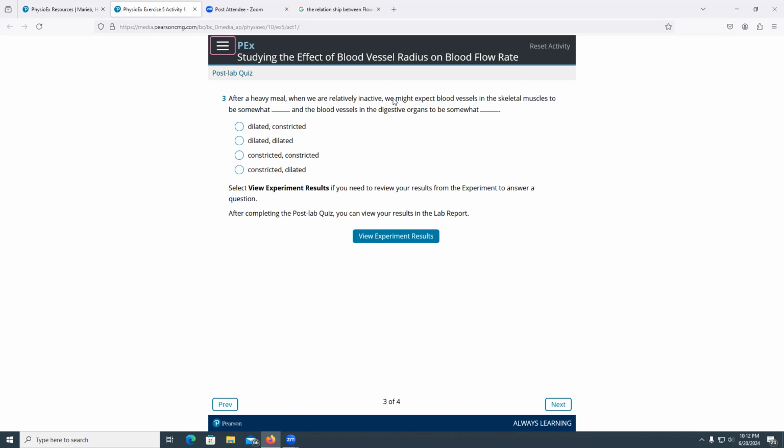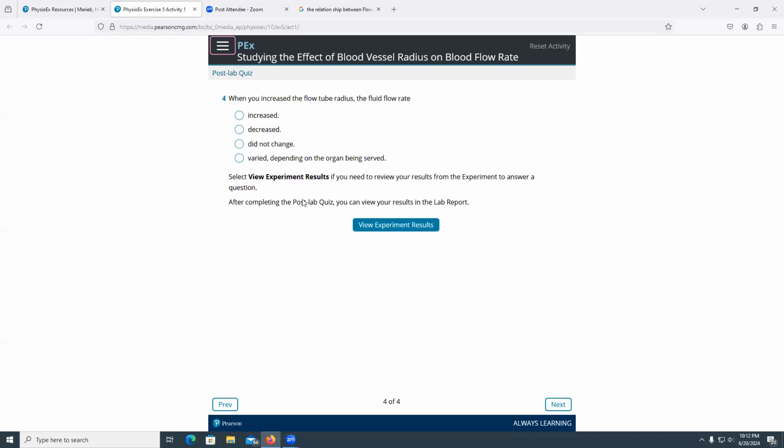After a heavy meal, when you are relatively inactive, on the sofa watching TV, we might expect blood vessels in the skeletal muscles to be somewhat constricted, definitely, and the blood vessels in the digestive organs to be dilated. Wow, they used the same example I gave in the earlier explanation. Wow, amazing. That is so nice. Thank God, that is amazing.